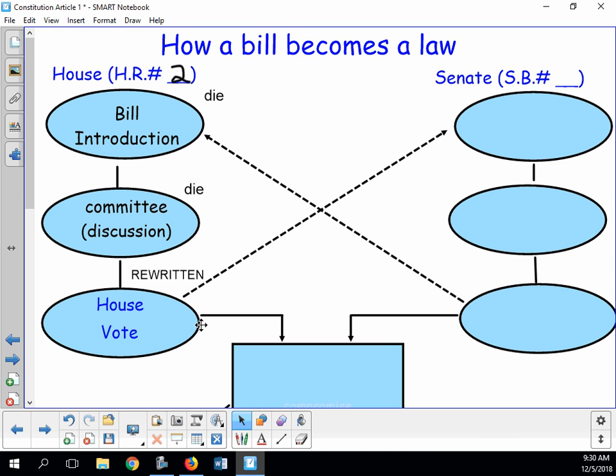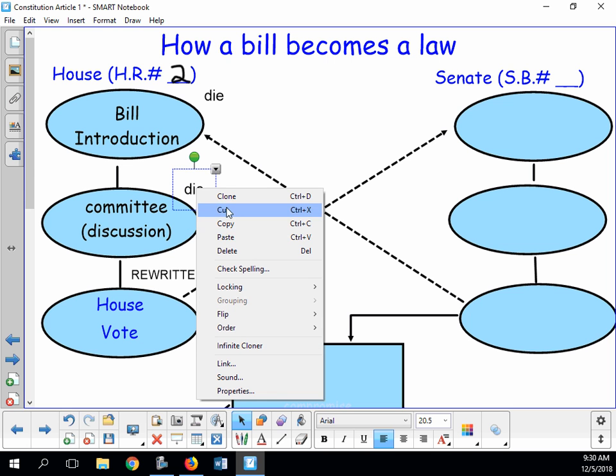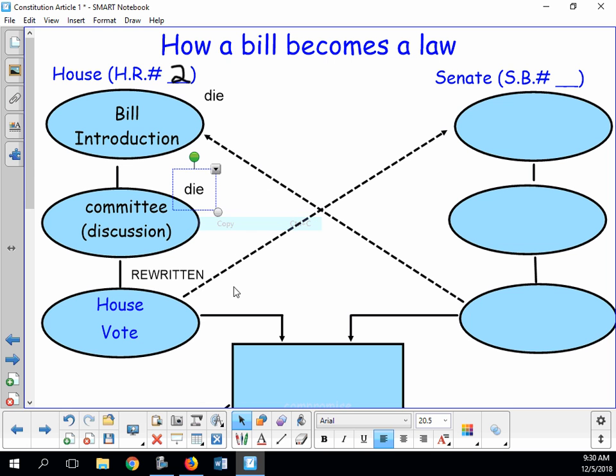So then the House votes, and guess what? It can die again. I'm going to put it over here so it's clear. So it can die once again. But if they like it and they vote for it, then follow the line. It has to go to the next house, which is, in this case, the Senate.